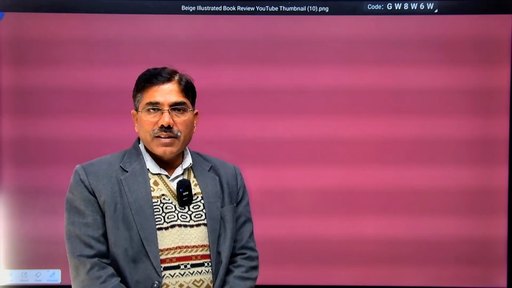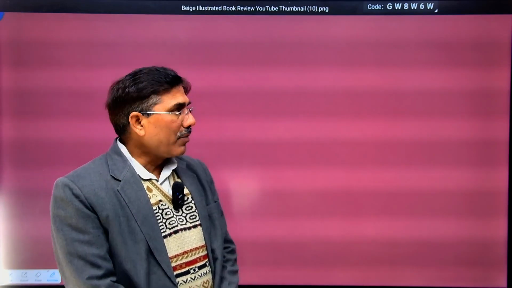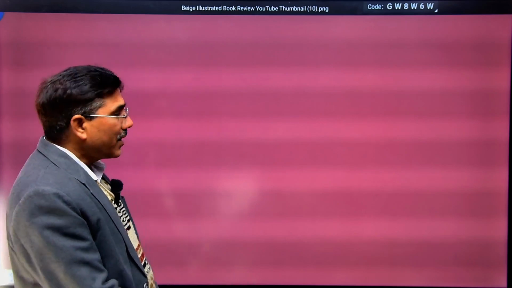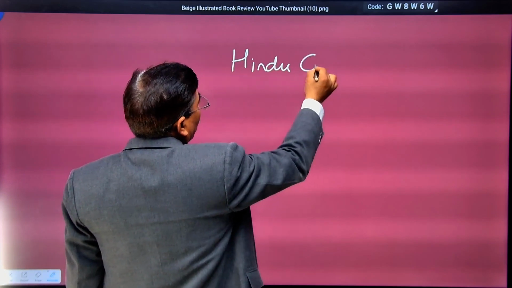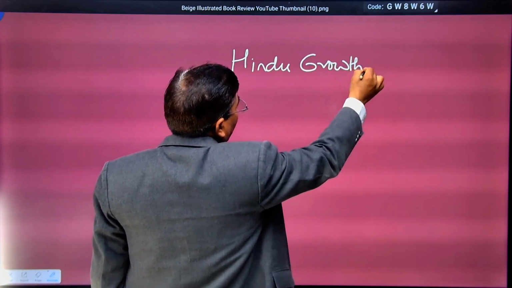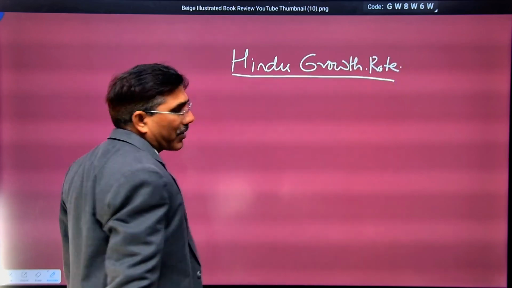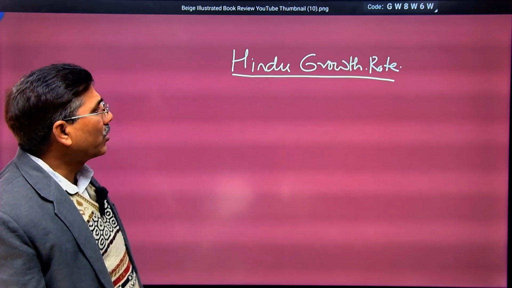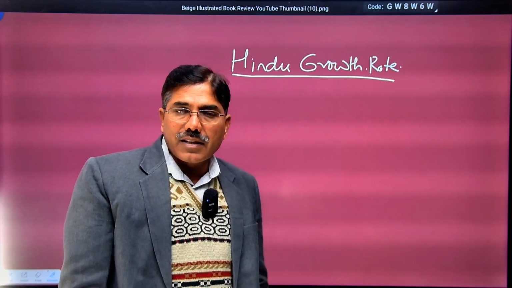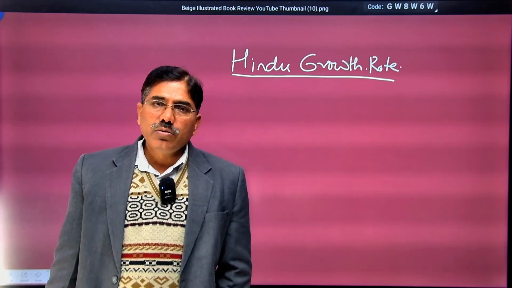Today I am going to discuss a very important issue for civil service prelims and mains, General Studies economy, and the question is the Hindu growth rate, which is repeatedly asked in prelims as well as in mains examinations. In prelims, they are asking simple questions. What is the Hindu growth rate? They give the statistics data and you have to find out the exact data.